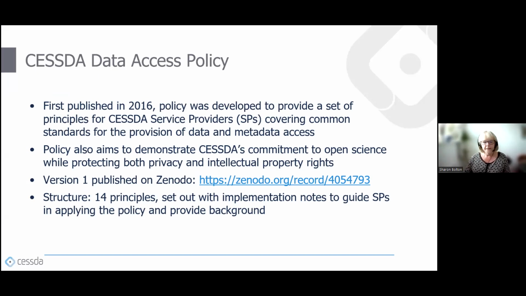Now, the CESSDA data access policy is a standard CESSDA document which is based on the CESSDA statutes, and it's available on the website, as are the CESSDA statutes. It was first created and published in 2016. And it was really developed to provide a set of principles for CESSDA service providers, looking at common standards and how they could be established for the provision of data and metadata access across CESSDA.